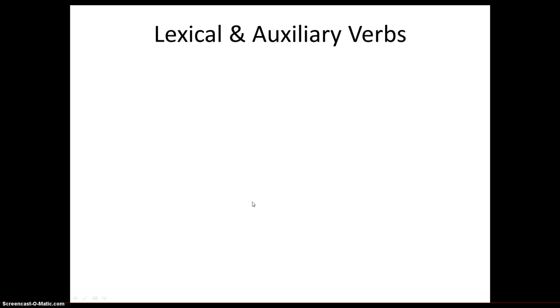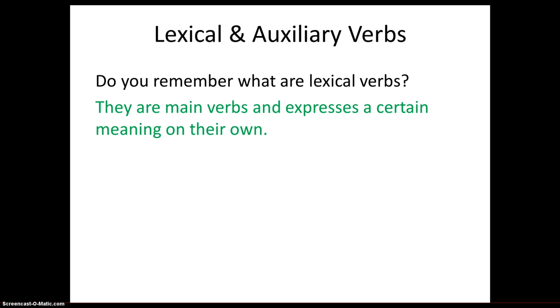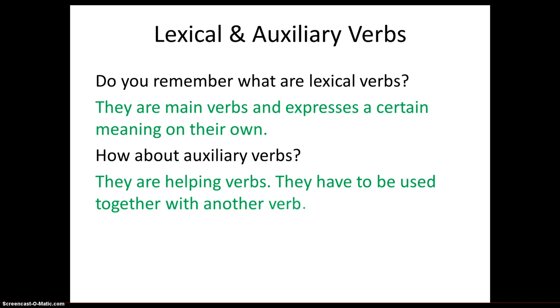Do you remember lexical and auxiliary verbs? We covered them about 2 weeks ago before we started on modals. We mentioned that lexical verbs are main verbs and they have a meaning on their own, right? Things like jump, run, sleep. All these words have meaning on their own. How about auxiliary? When we had our auxiliary lesson, many of you were confused. All you need to know is auxiliary verbs are just helping verbs and they have to be used together with another verb to give a further meaning to that verb.